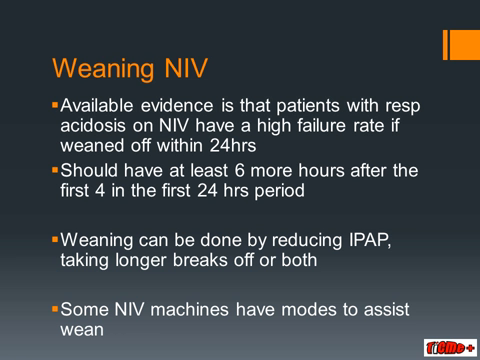So your patient's been doing well on non-invasive ventilation for the first 4 hours. How do you go about weaning your patient? Well, the available evidence is that patients who started with a respiratory acidosis and were put on bilevel ventilation have a high failure rate if they're weaned completely off within the first 24 hours. This failure rate in some studies was up to 50%.